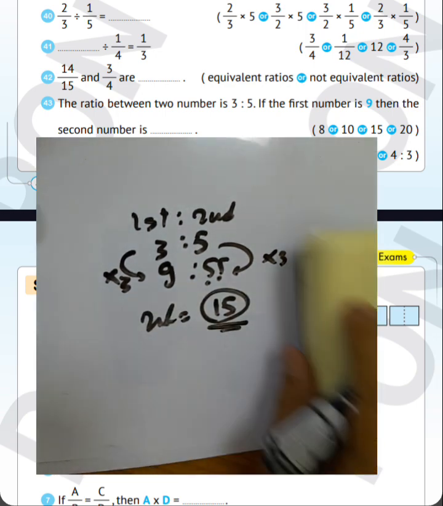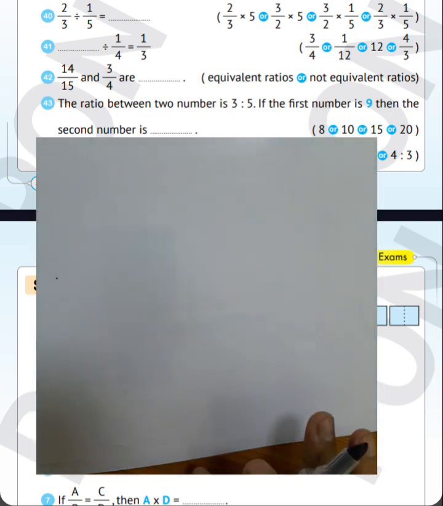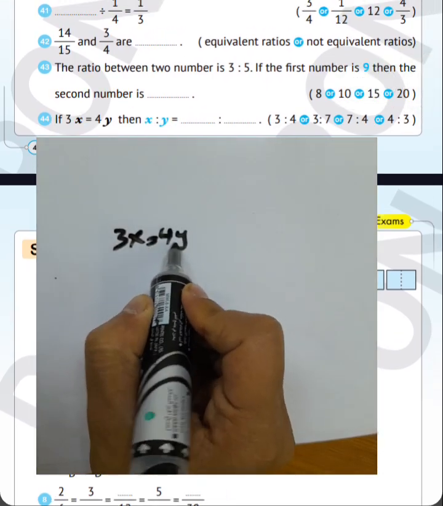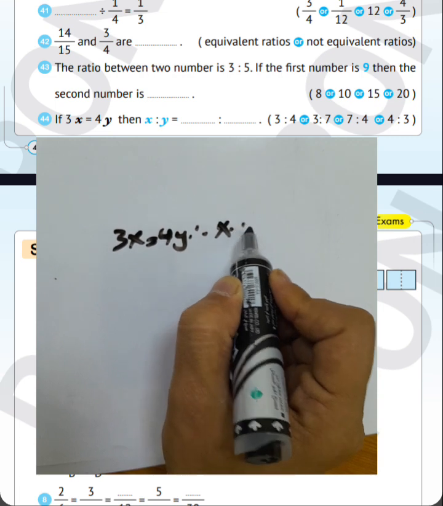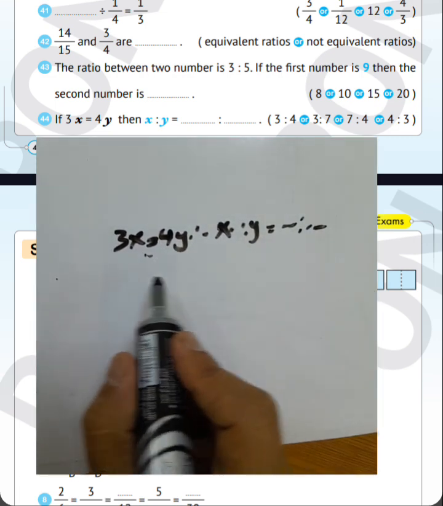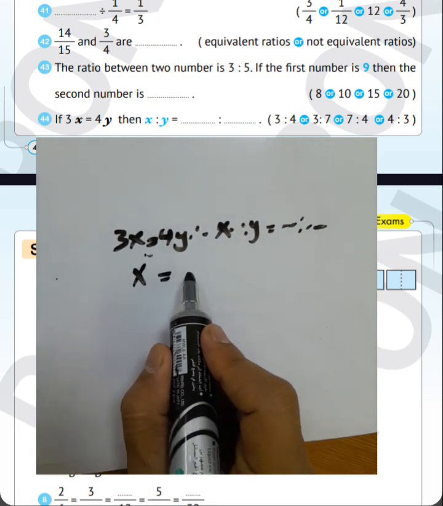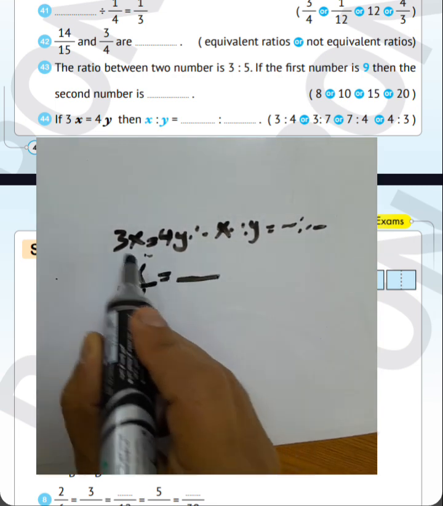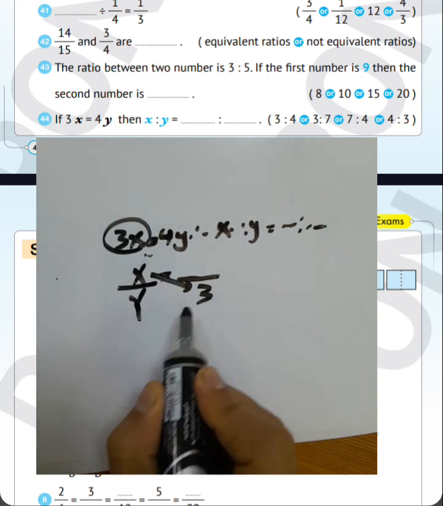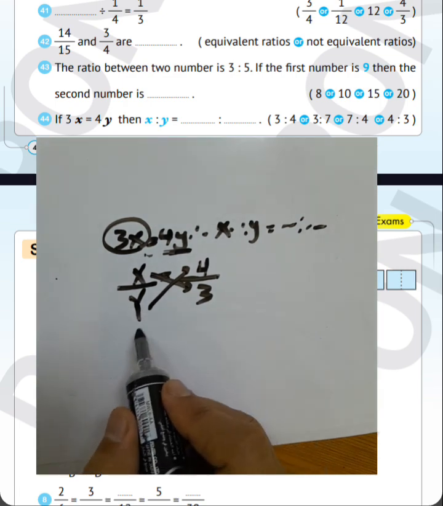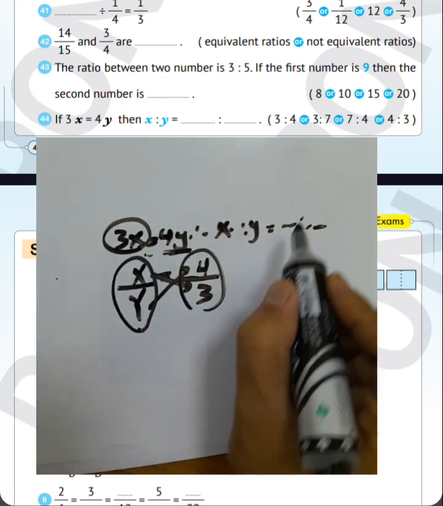If 3x equals 4y, then x to y will be what? We know 3x, it means what? We can find the ratio between x and y. 3x means x multiplied by 3, and 4y means 4 times y. Then the ratio between x and y will be 4 to 3.